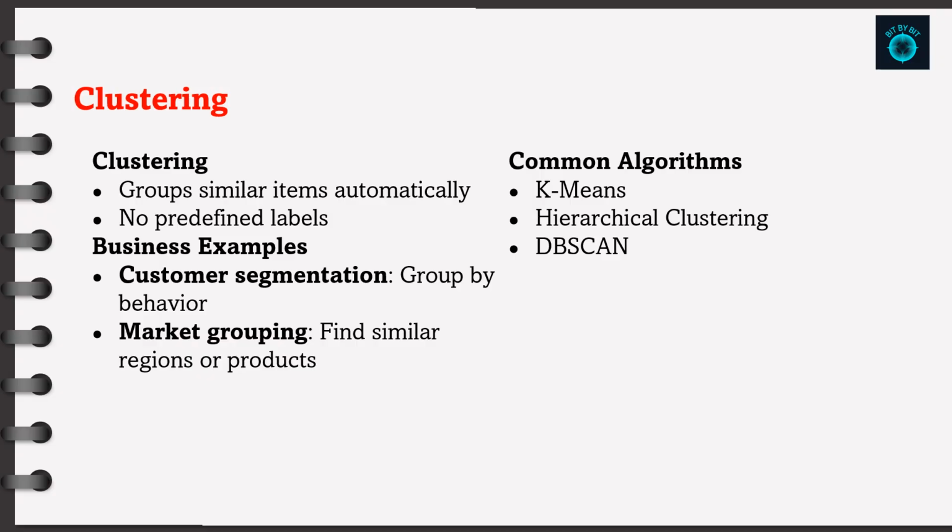launch in specific areas. Popular clustering algorithms include k-means, which is fast and widely used, hierarchical clustering, which creates tree-like groupings, and DBSCAN, which can handle clusters of different shapes and sizes. The main idea is, use clustering when you need to discover natural groupings in your data without predefined categories.